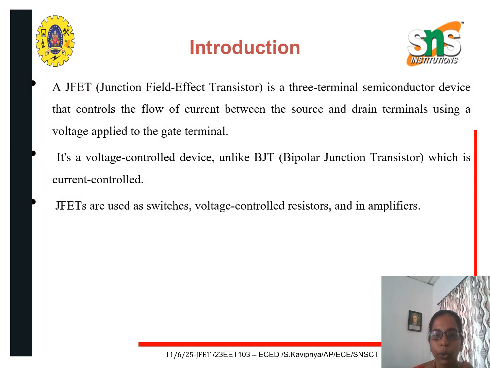So we all know JFET is a type of transistor. It is a three-terminal device. It has three terminals, namely drain, source and gate. It is a voltage control device. BJT is a current control device, whereas JFET is a voltage control device. The applied voltage across the gate terminal controls the current flow between the source and the drain terminal. Like BJT, JFET can also be used as an amplifier, as a switch and as a voltage control resistor.